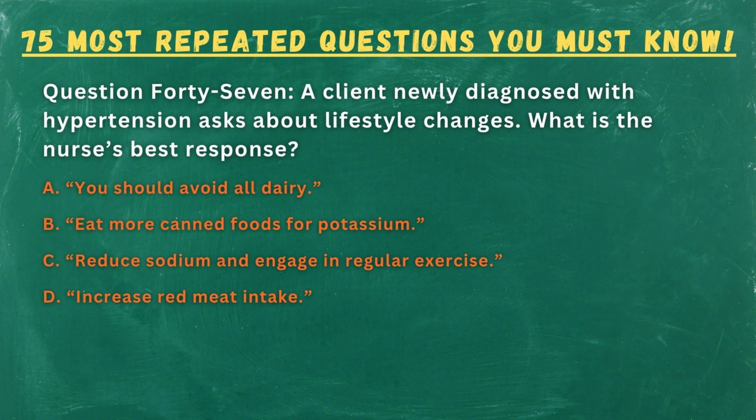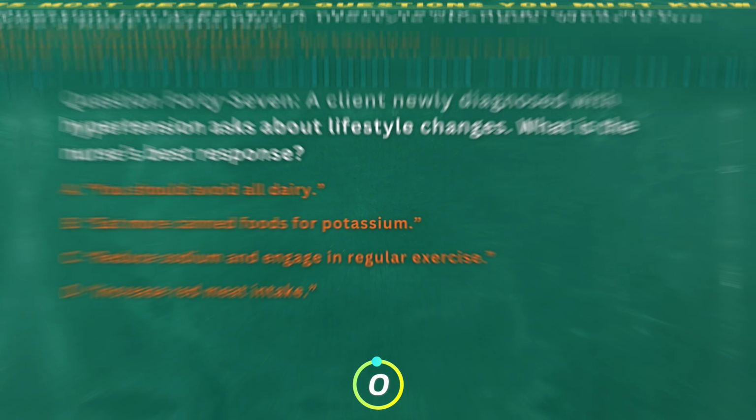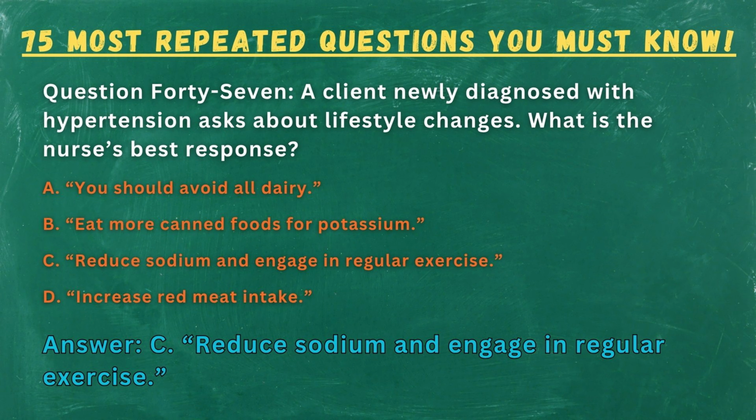Question 47. A client newly diagnosed with hypertension asks about lifestyle changes. What is the nurse's best response? A. You should avoid all dairy. B. Eat more canned foods for potassium. C. Reduce sodium and engage in regular exercise. D. Increase red meat intake. Answer, C. Reduce sodium and engage in regular exercise.